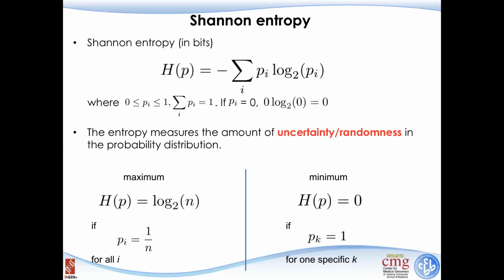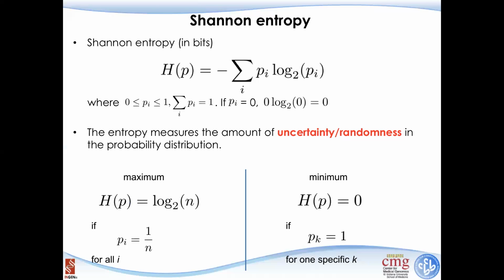Entropy measures the amount of uncertainty or randomness in a probability distribution. The Shannon entropy is defined as the negative of the sum over frequency times log2 frequency. Here, the sum over frequencies should be 1 because they all count together, and each frequency should be a value between 0 and 1. In one extreme case, if p is 0, then this term is 0 too. So 0 times log2 0 is 0.